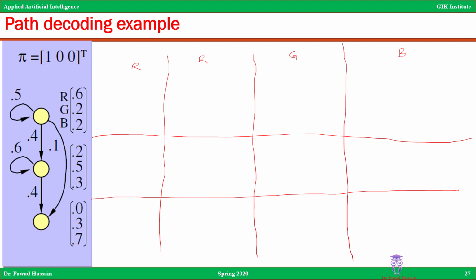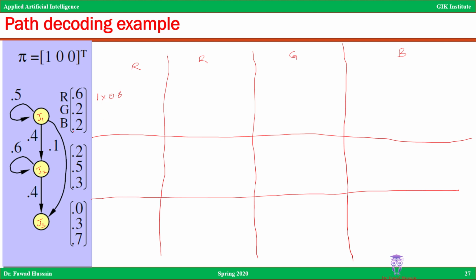So it is 1, 0, 0 pi. Our initial probability is that the first red is selected from the first jar. Let me label it again here. This is jar 1, this is jar number 2, and this is jar 3. So what's the probability that this came from the first jar? It is the probability of selecting the first jar, which is 1, multiplied by the probability of a red, which is 0.6. So this is going to give me a value.